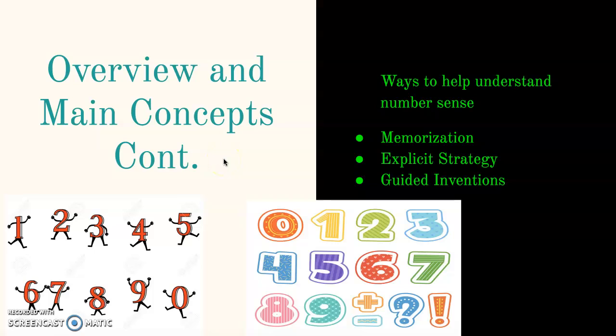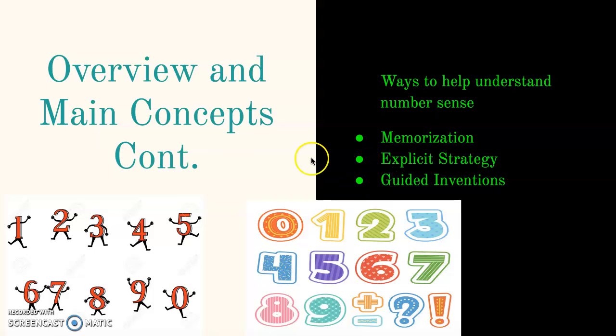So, a quick overview of the main concepts of number sense. These are some popular ways that educators will help students understand number sense. Memorization, which I explained: some students are good at memorizing 0, 1, 2, 3, 4, 5, the whole number set. Kids are good at memorizing that. Explicit strategy is a different way for students to understand math. For example, some students cannot understand or memorize a certain concept as well as others. Explicit strategy kind of shows them a different way.